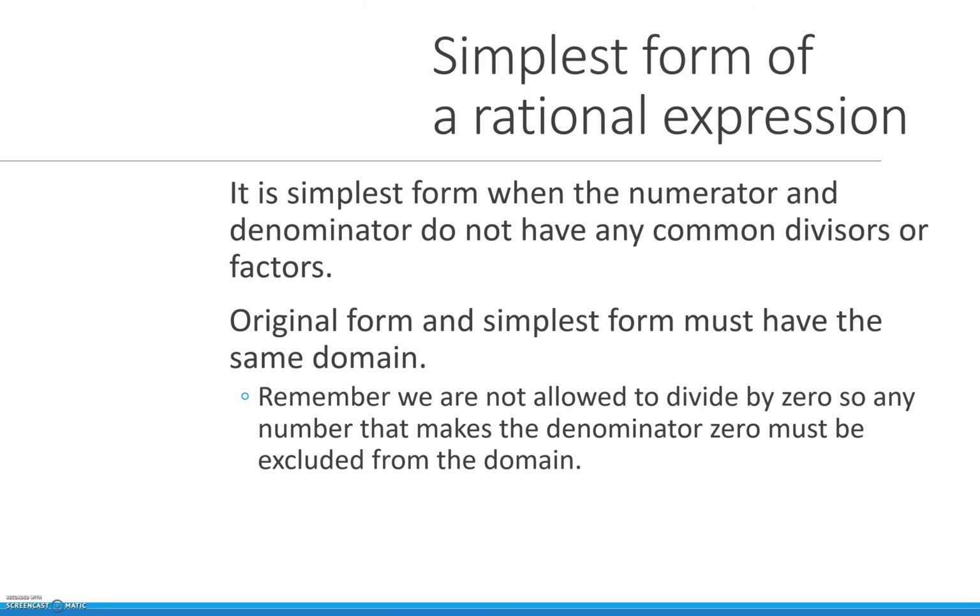Now, when we're simplifying the rational expression, it's simplest when the numerator and denominator do not have any common divisors or factors. So if we can factor something out or divide by a common factor, we do want to do that. Now, there are going to be restrictions because this is a fraction and we're not allowed to have 0 in the denominator. So we have to keep that in mind. Since we can't divide by 0, if there's a number that makes the denominator 0, we have to exclude it from the domain. And the original form and the simplest form have to have the same domain. So even if something gets factored out along our steps, we still have to count it as an exception to our domain. We have to exclude it.